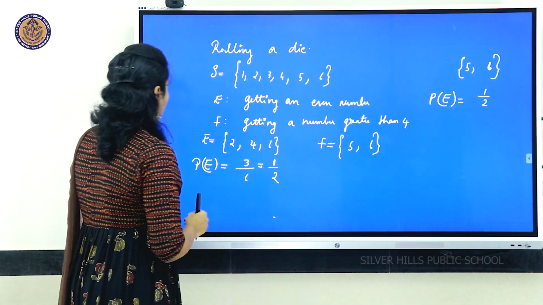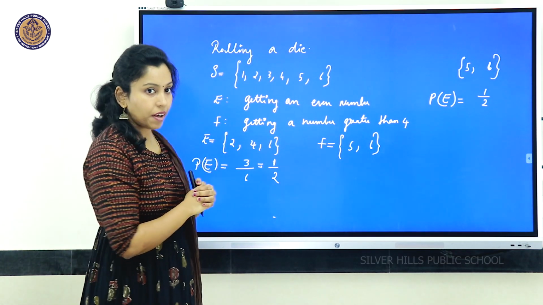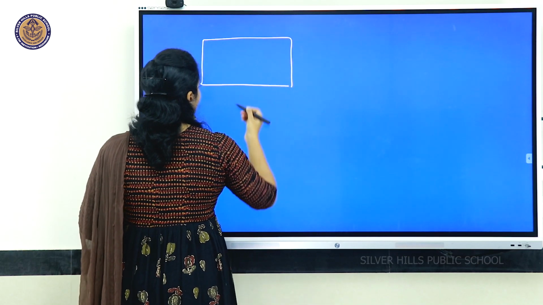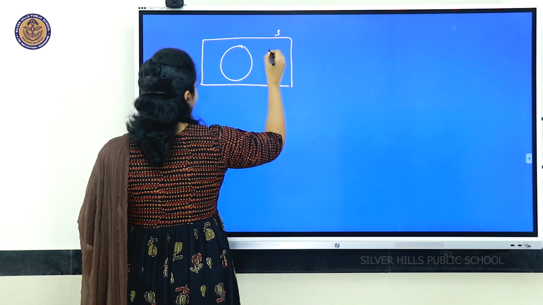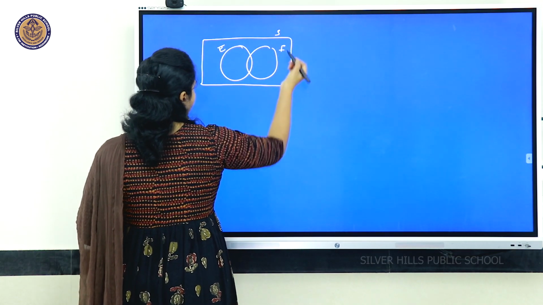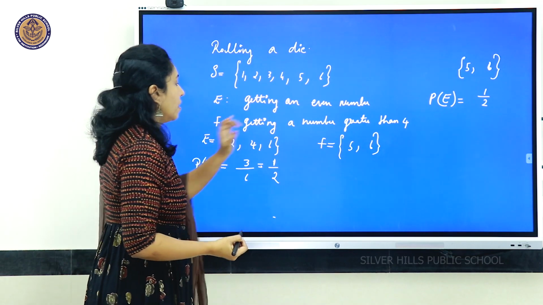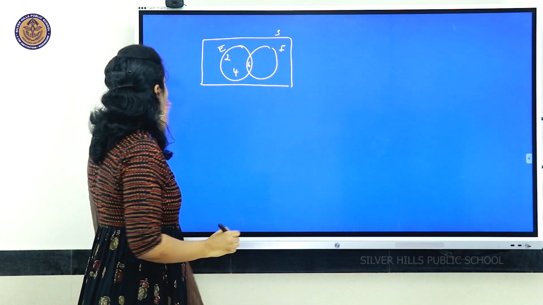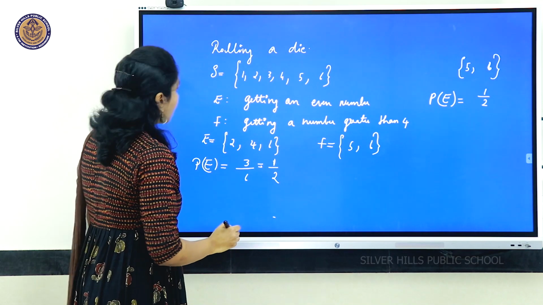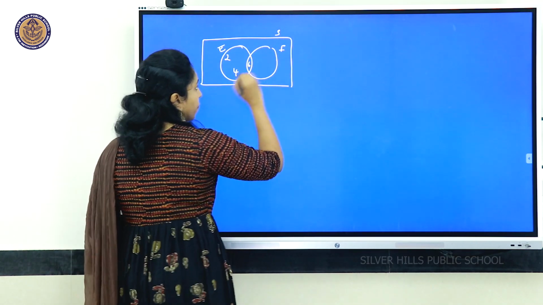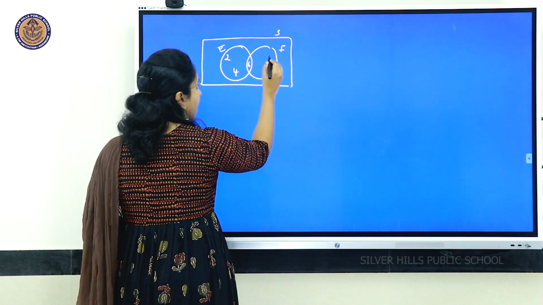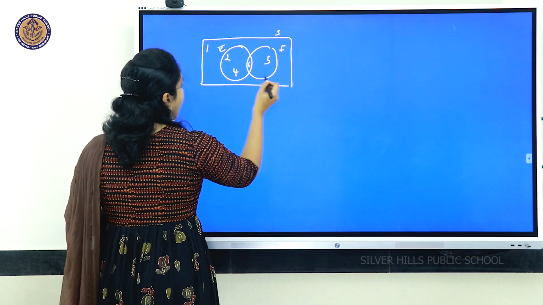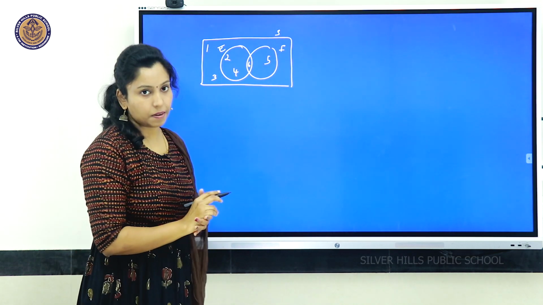Now if I take the same experiment and represent this in a Venn diagram, how does it look? Let's see. This is S, the sample space, and I have 2 events here. One is E, the other one is F. E was getting an even number, so I have 2, 4, 6, and F, the event F, was getting a number greater than 4. So getting a number greater than 4 means I can include 5 and 6. Already 6 is there, which is common to both, and I wrote 5 here. Now a few more elements are there. I can write 1 here, and then what is left? 3. Okay, this is the diagram.